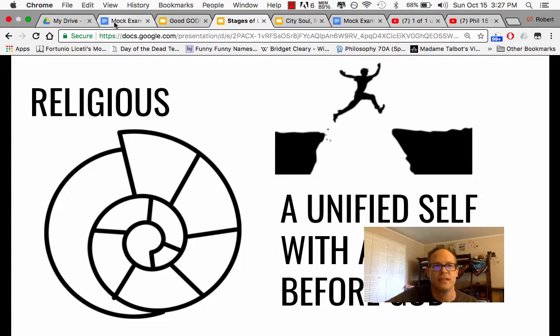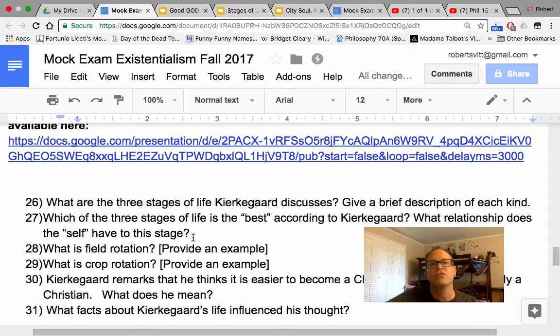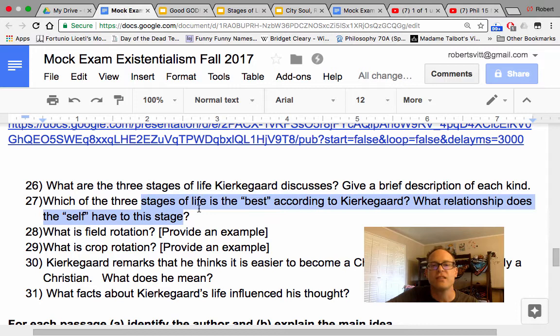Okay, so we gave a brief description of each kind, so we covered number 26. Which of the three stages of life is the best, according to Kierkegaard? Okay, this would be the religious form of life. That's the best form of life. What relationship does the self have to this stage? That's an open-ended question, and it's a little difficult to answer. But basically, the self in this stage is a series of contradictions which are held together not by the individual, but by God.